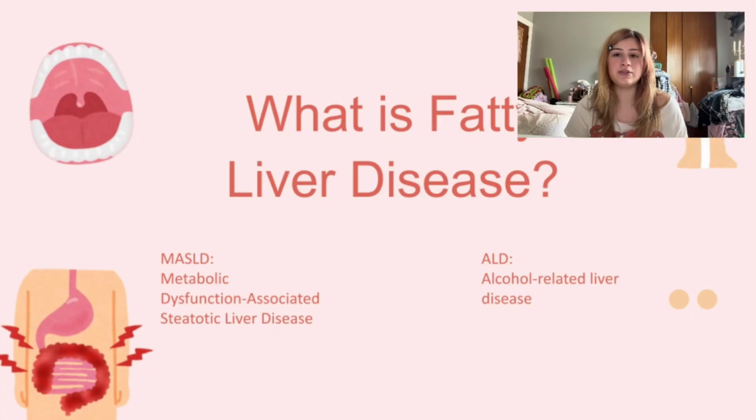Fatty liver disease. What is it? It's a disease where fat builds up around the liver. This kind of forms into two different types. So MASLD, metabolic dysfunction associated liver disease. This one is the non-alcoholic version. And ALD, alcoholic related liver disease.